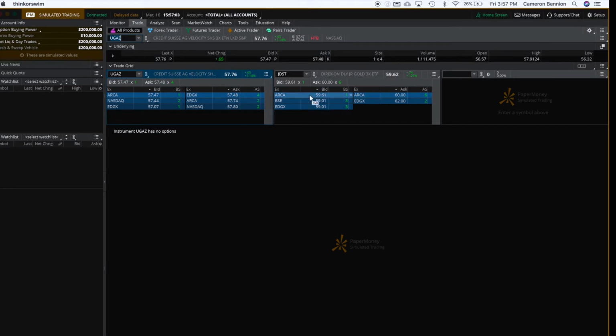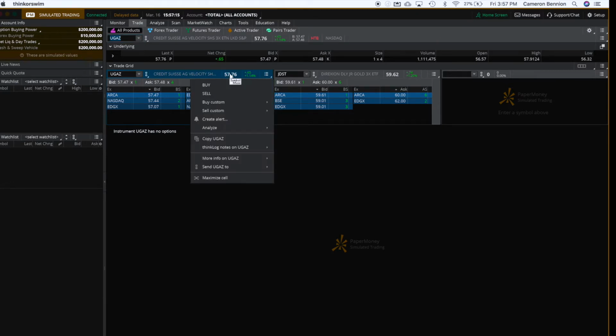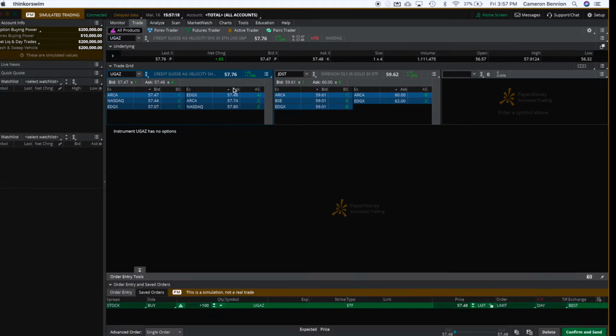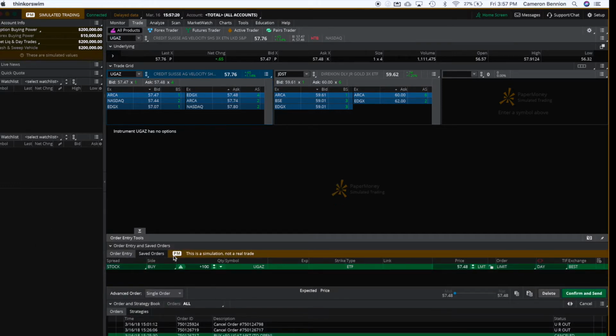It's going to give you the level 2 for a couple different options. We're going to click on this one. I already had it typed in down here. If you have never logged in, yours is probably going to be blank, and you would just type in UGAS, hit enter, and it's going to give you the price right here. You're going to double click on that. You're going to click buy, and it's going to give you this little order entry tool.